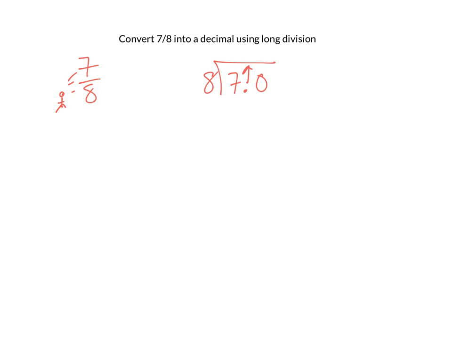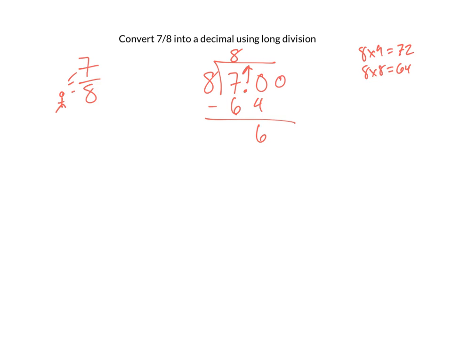Let's see, 8 goes into 70. Let's see, 8 times 9 is 72. So therefore, 8 times 8 is 64. 8 goes into 70 8 times. 8 times 8 is 64. Subtract, and I'm left with 6.